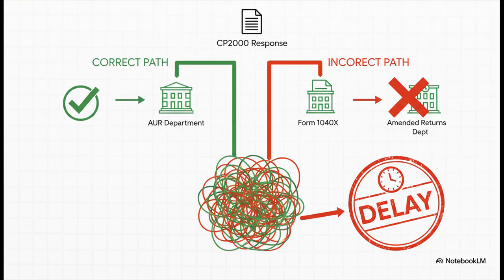Now, I need you to listen very carefully because this is maybe the single most important tip in this whole thing. Whatever you do, do not file a Form 1040X, an amended return, as your first response. This is a super common mistake and it creates a bureaucratic nightmare. Why? Because your CP2000 notice is being handled by one department. A 1040X goes to a completely different department. Filing both at the same time is like sending two separate letters about the same problem to two different government buildings. It just creates total confusion and massive delay.